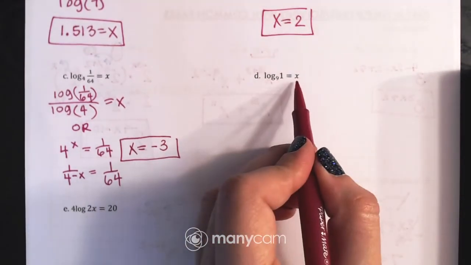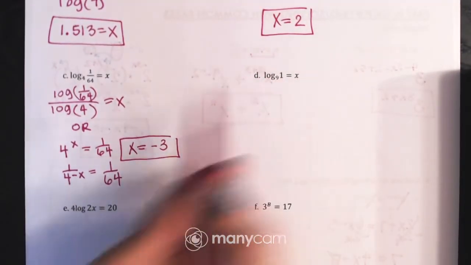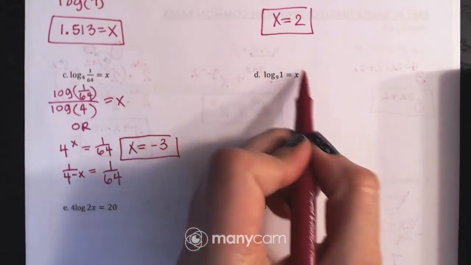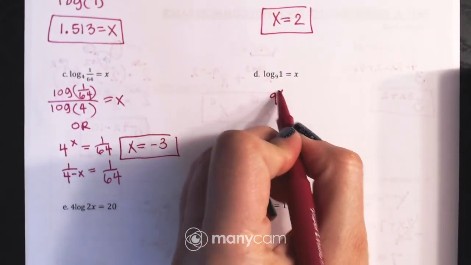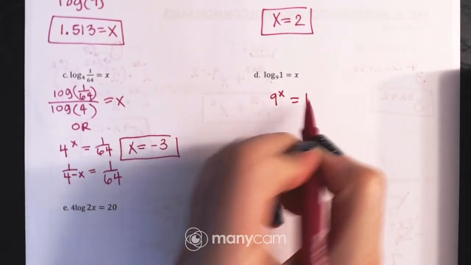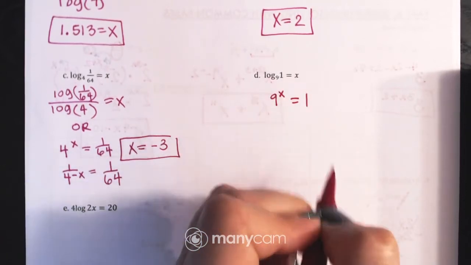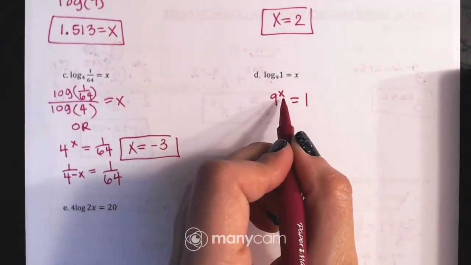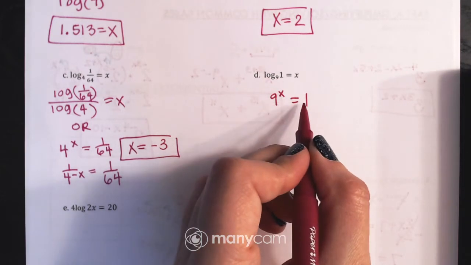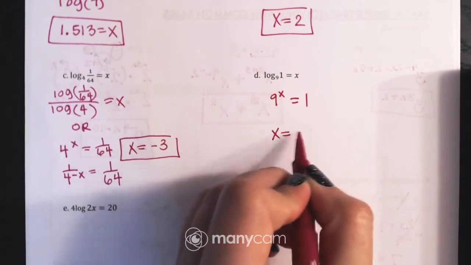Next problem, again, I have a log, so I could use my change of base, but let's see what happens when we switch forms here. 9 to the x power equals 1. Base of 9 to the x equals 1. Now I know that anything raised to the 0 power equals 1, so x has to be 0.